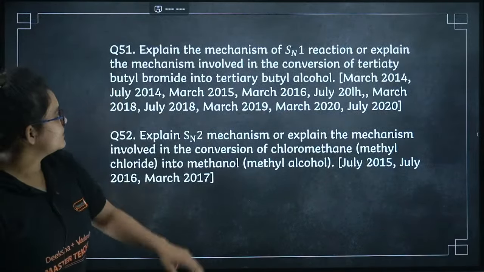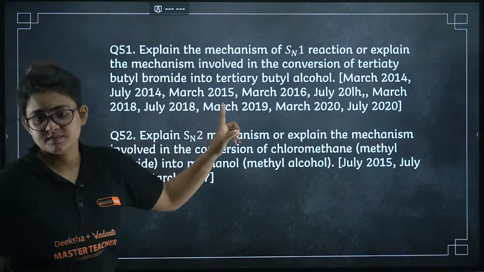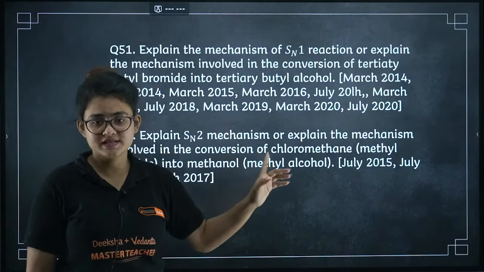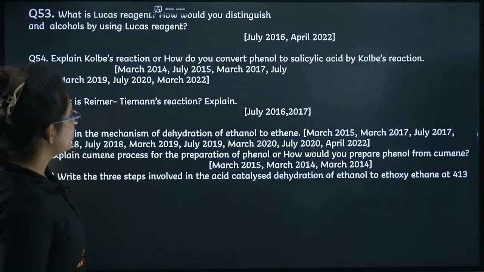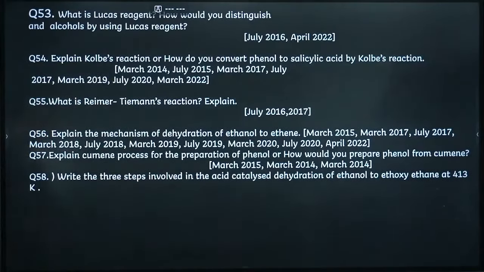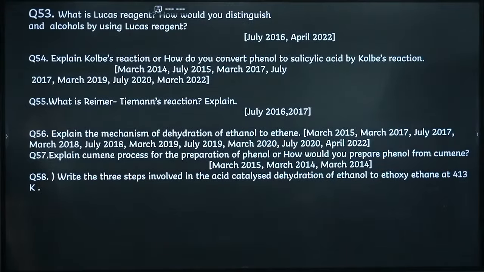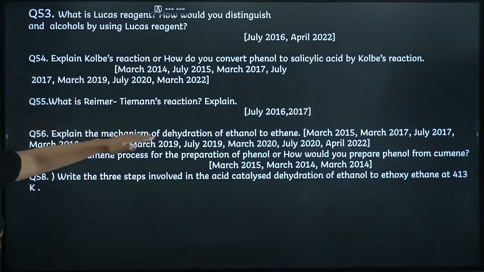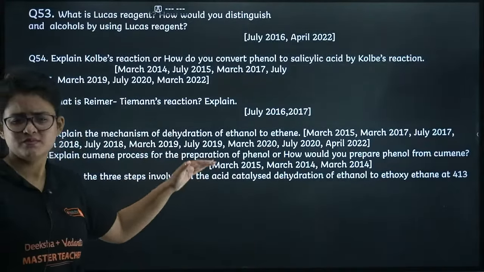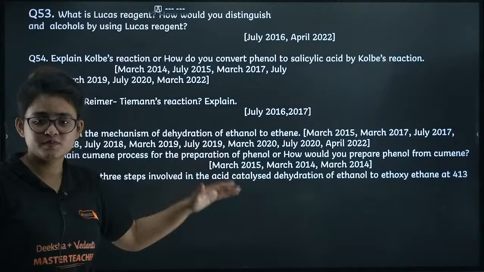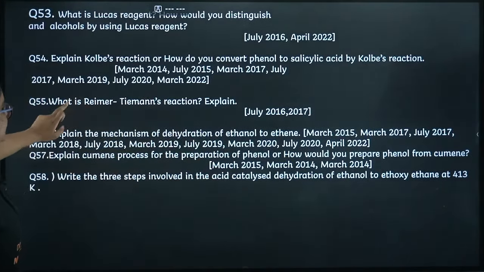Okay, let's proceed. Here you can see SN1 reaction mechanism, super important, don't skip it, and SN2 as well. Okay, let's proceed. Alcohols and phenols, these are the question chart. Okay, Lucas reagent is very important. Kolbe's reaction, Reimer-Tiemann reaction, mechanism of dehydration of ethanol, everything, whatever is written here, just don't skip them. Very selectively I have chosen the questions, so please don't cut from here. Okay, I guess it's clear.